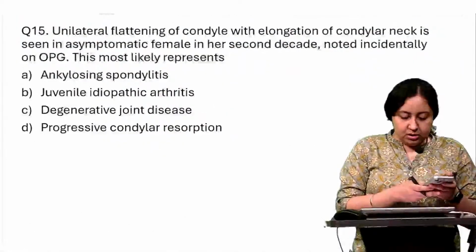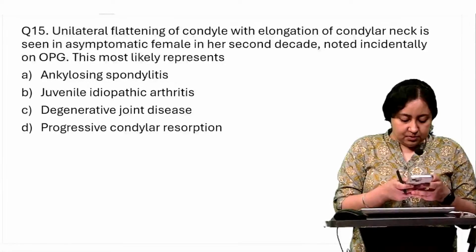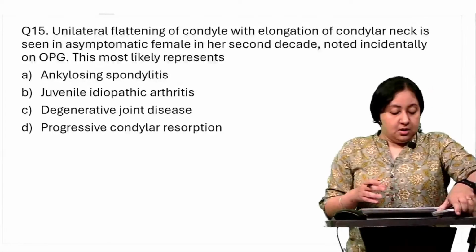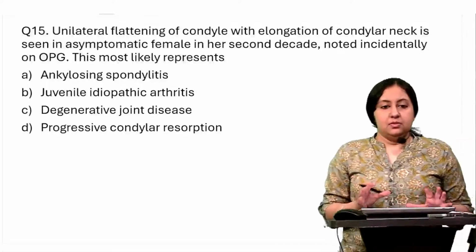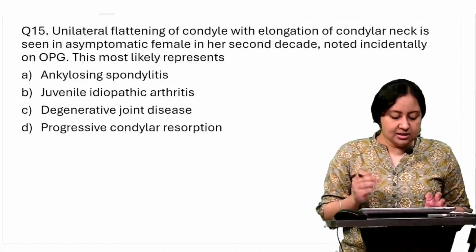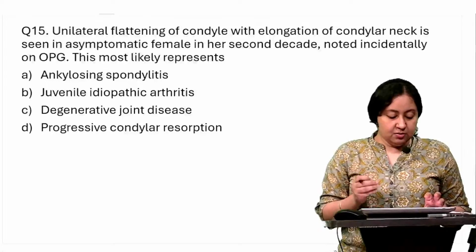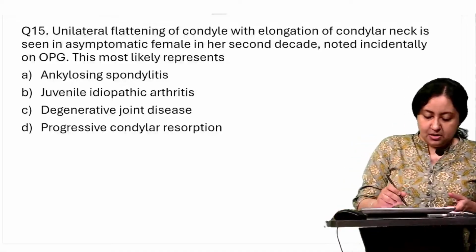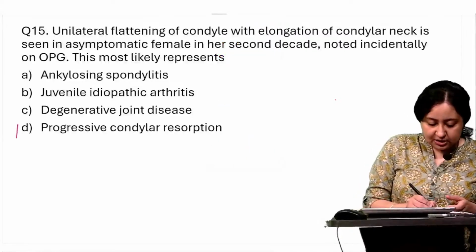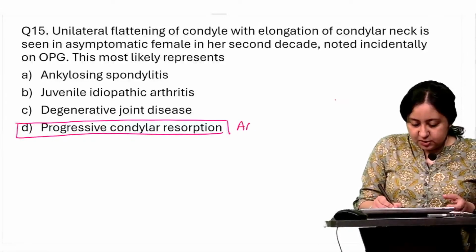So coming to the last question, this was again a difficult question. Unilateral flattening of condyle with elongation of condylar neck is seen in asymptomatic female in her second decade, noted incidentally on an OPG. This most likely represents. So I'll tell you the answer first here. This is actually a difficult question. The answer is progressive condylar resorption.